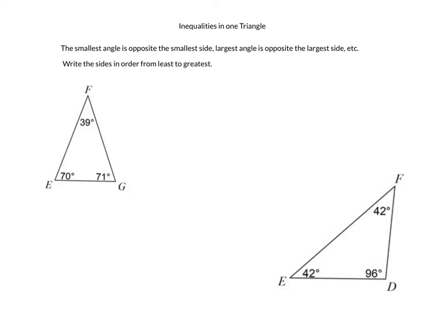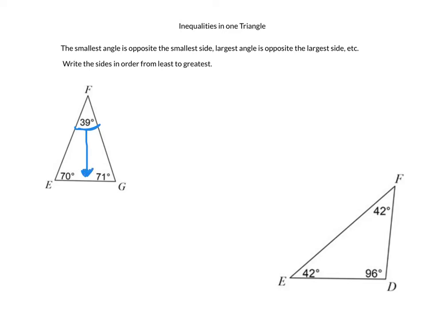So our task in this first triangle is to write the sides in order from least to greatest. So we want to make sure that our answers are segments, not angles. They've given us the angles. So what is the smallest angle? It's angle F. And what I'm going to show you is how we know what opposite is. So if we're here at angle F and it's 39, pretend you're a little bug sitting in that corner and you're going to walk straight out from that corner and you're going to bump into its opposite side.